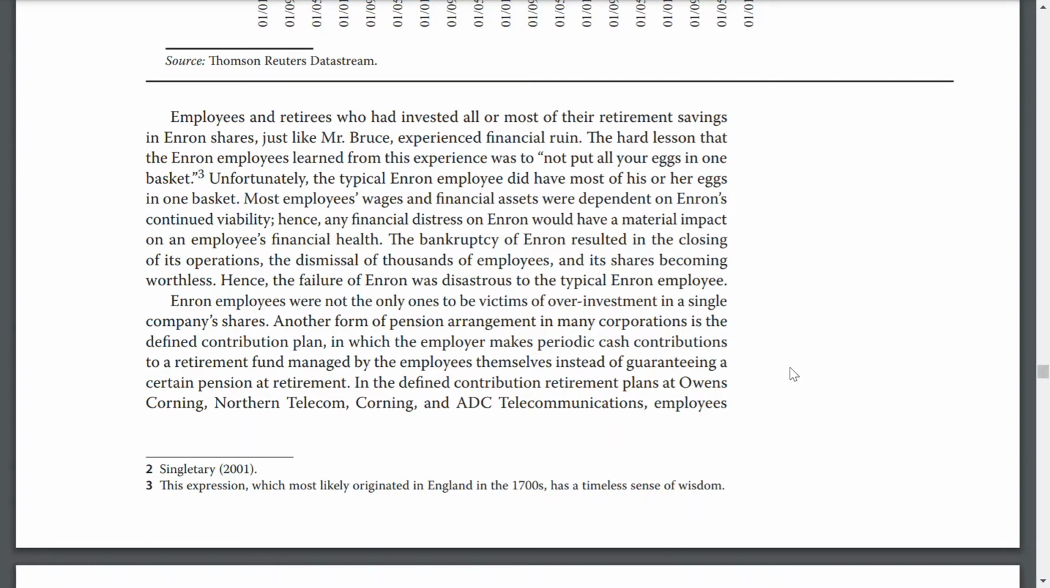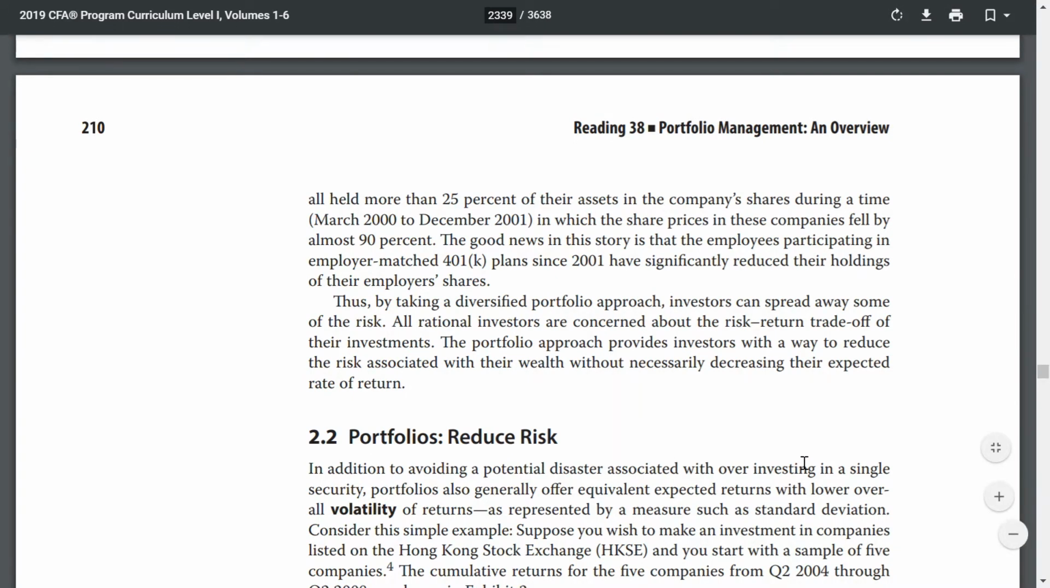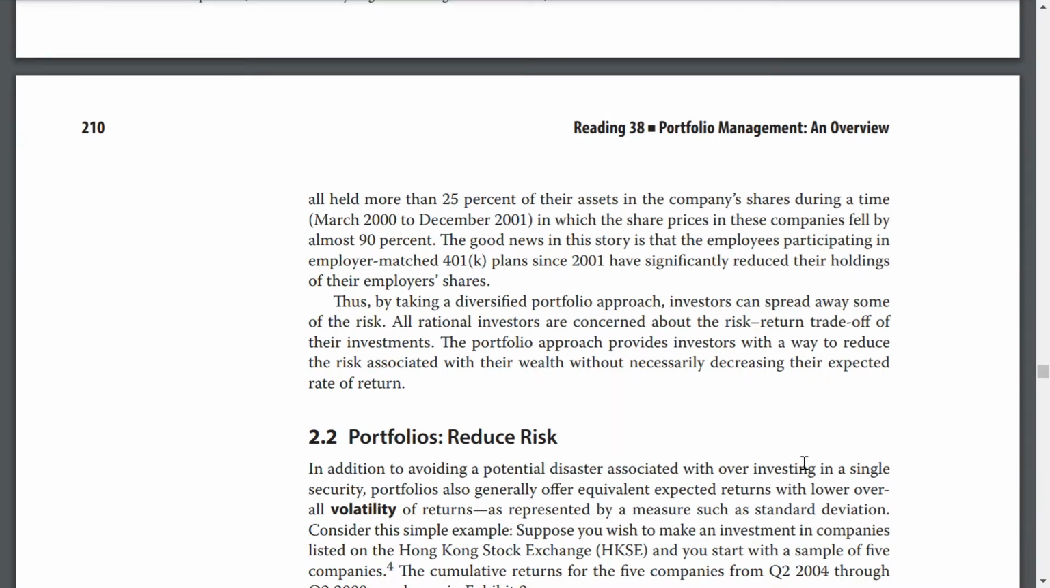In the defined contribution retirement plans at Owens Corning, Northern Telecom, Corning, and ADC Telecommunications, employees all held more than 25% of their assets in the company's shares during a time in which share prices of the companies fell by almost 90%. The good news in the story is that employees participating in employer matching 401k plans since 2001 have significantly reduced their holdings of the employer's shares. Thus, by taking a diversified portfolio approach, investors can spread away some of the risk.